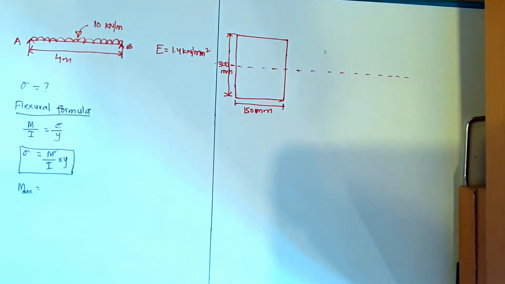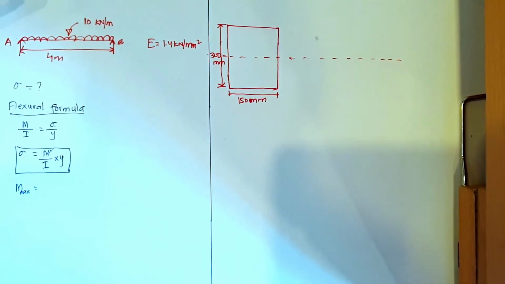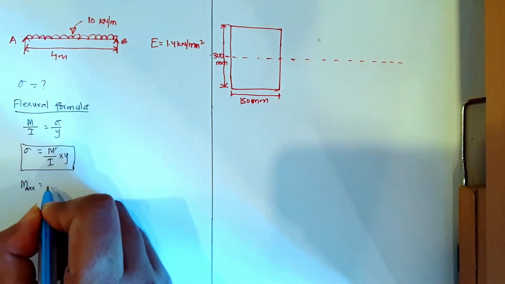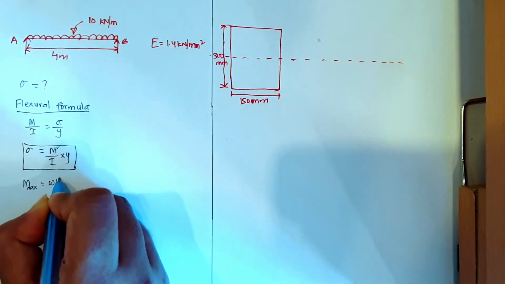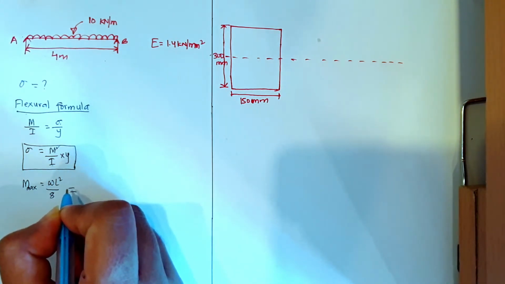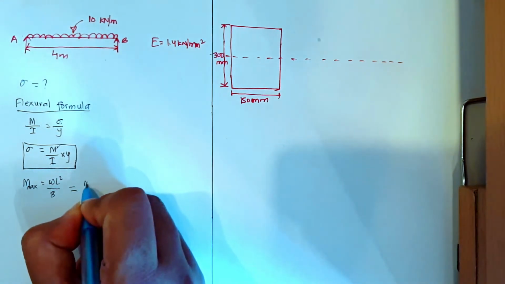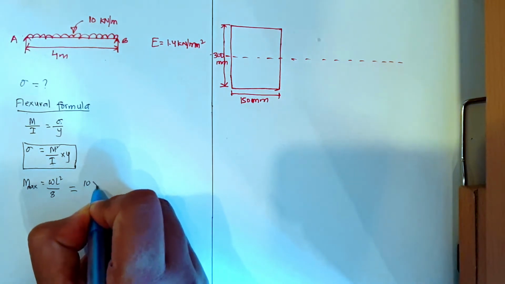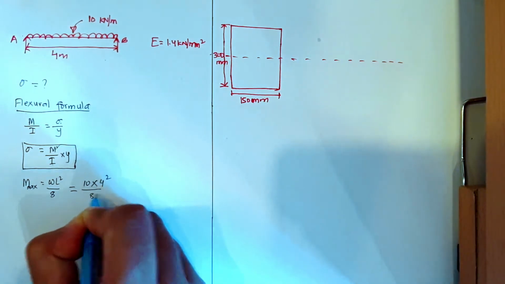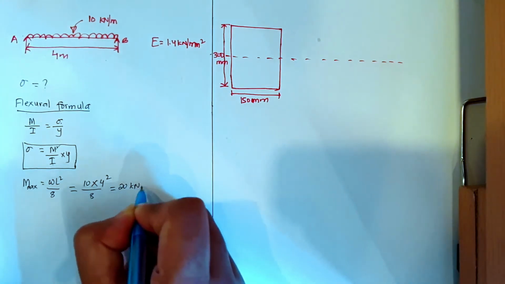will be equal to, now this is a simply supported beam and it carries a UDL over its entire span. So the maximum bending moment for this simply supported beam will be WL square by 8. Okay, now from here W is equal to 10 kN per meter. So we have 10 kN per meter into length of the beam given is 4 meter. So 4 square divided by 8. From here you will get equal to 20 kilonewton meter.